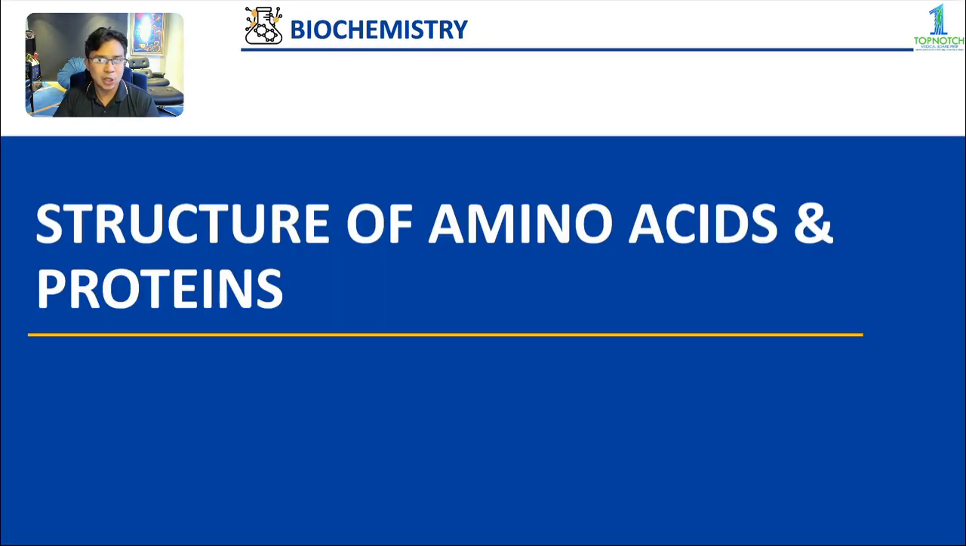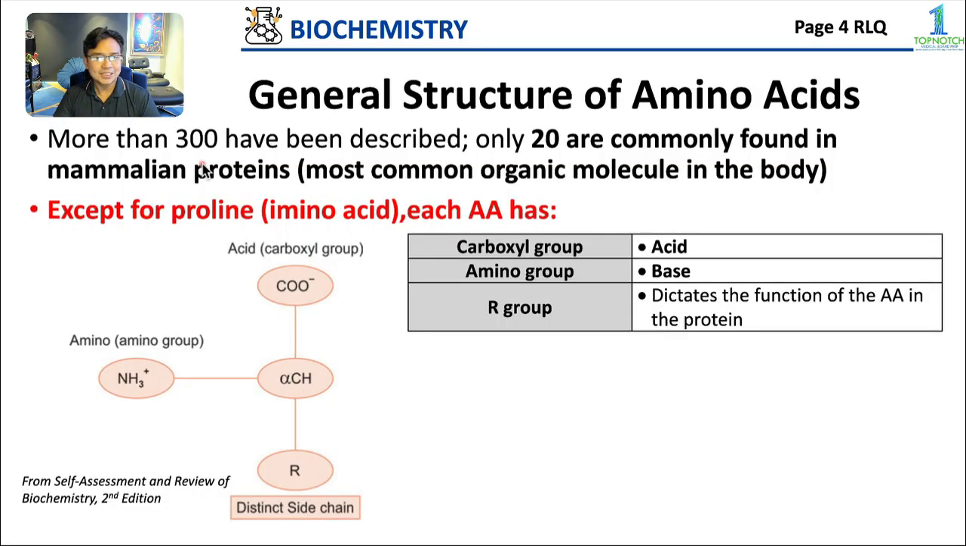Let's head first to the structures of amino acids and proteins. Now, guys, take note, amino acids are the most abundant organic molecule in the human body. But when you talk about the most abundant organic molecule in nature overall, these are carbohydrates.